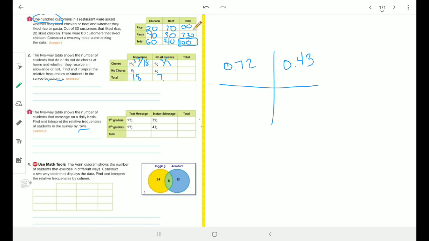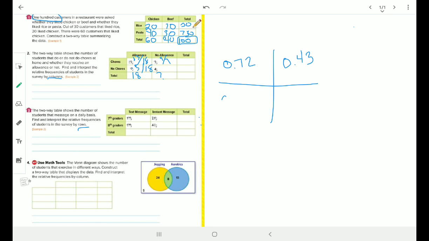And I keep going: allowance and no chores. Well, that's about 5 out of 18. So I'm going to take 5 and divide it by 18. And that's about 0.28. And my last column is 4 total people out of 7. So 4 out of 7. And that gives me about 0.57. So we have found our relative frequencies, but now we have to interpret, right?